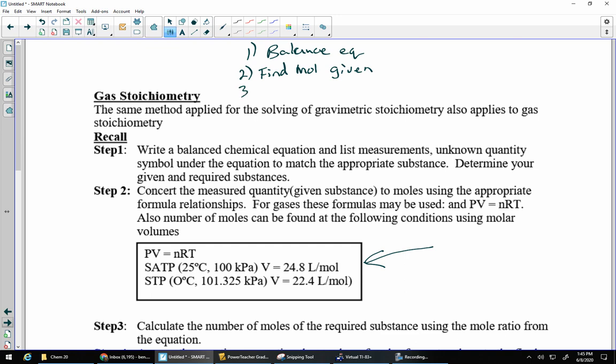So step 3 is to use your mole ratio to find moles required. Cool, so you used your balanced chemical equation, your moles required. And then step 4 is, well, you solve. So again, it could be using some gravimetric, mass is equal to mass over molar mass, or it could be using some of our new stuff there.